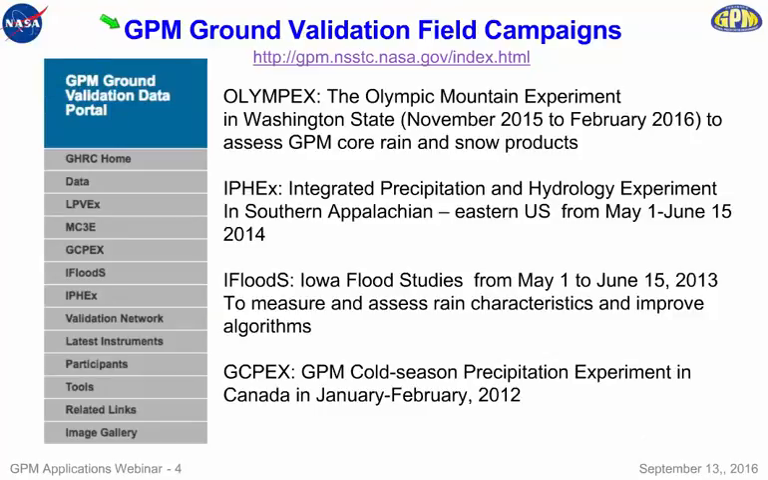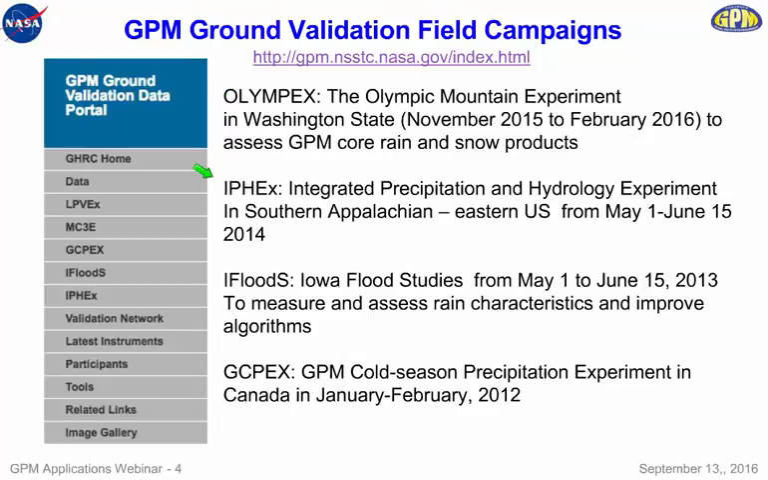In addition, a number of field campaigns were planned. The preparation was going on even before, of course, the satellite was launched, starting in 2008 and 9. But the major recent field campaigns are listed here, focusing on specific regions such as Olympics that focused on Washington State mountain experiment, and so that's for orography, where there is complex topography, how GPM core rain and snow products can be assessed. That is this.